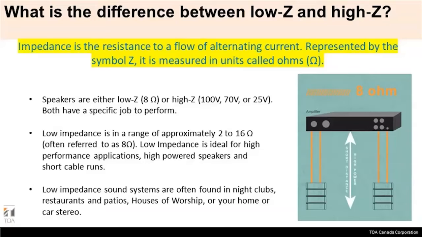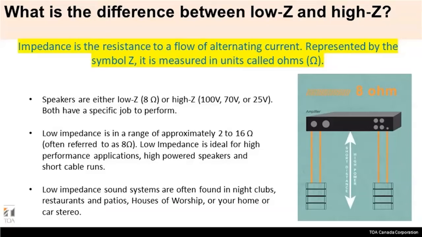A lot of European countries and South Asian countries have 100 volts. And for applications such as nurse call systems and stuff like that, 25 volts is also used. So anywhere where voltage, V, is mentioned, that is high impedance, and 8 ohms or 4 ohms or 2 ohms that we have heard is low impedance, right? On the slide, as you can see, low impedance ranges approximately from 2 to 16 ohms, and high impedance is 25, 70, or 100 volts.